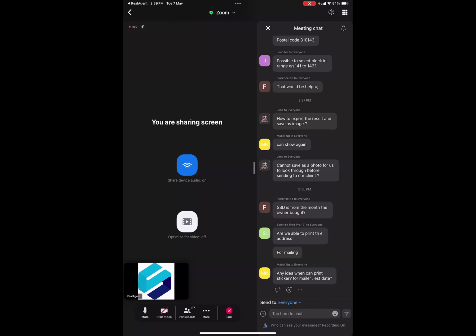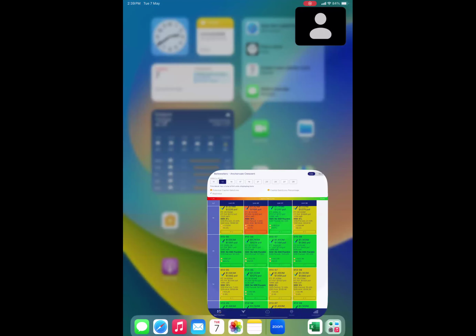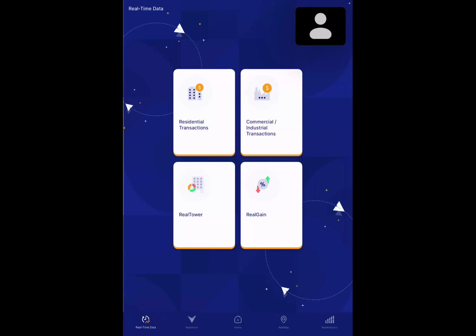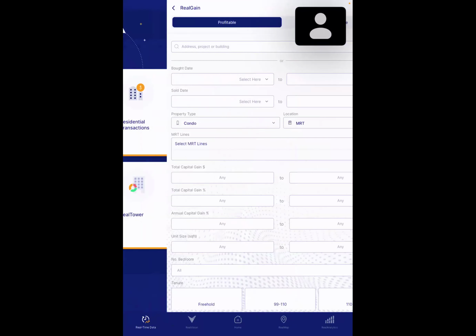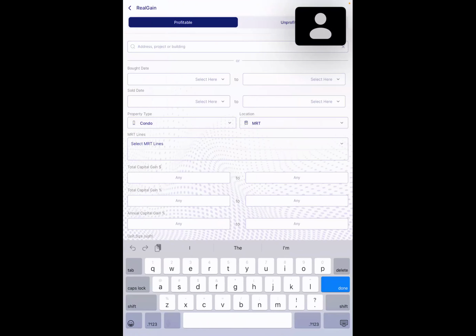Okay, next one. Quick one I want to share with you is real gain. Real gain basically means any project that you choose, you can see all the transactions that have already occurred. How many have been profitable? How many have been not profitable? So, one example, let's say you have a buyer want to buy.